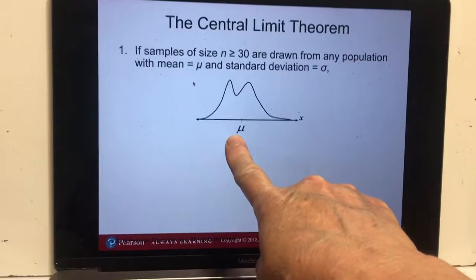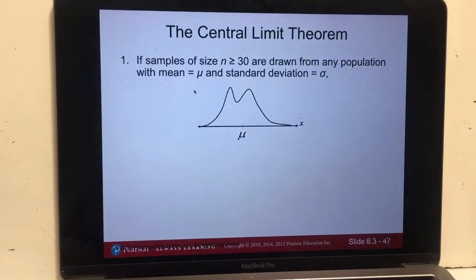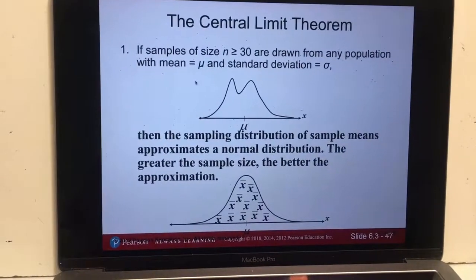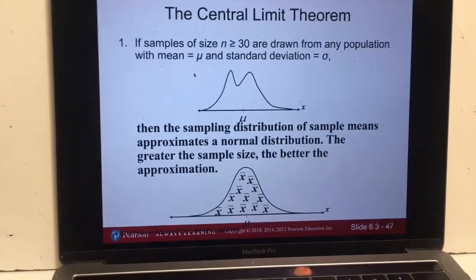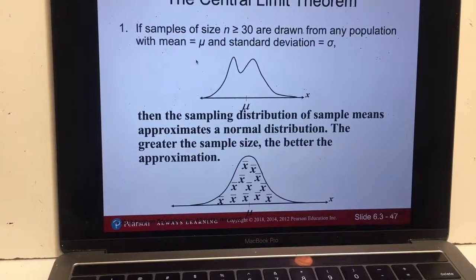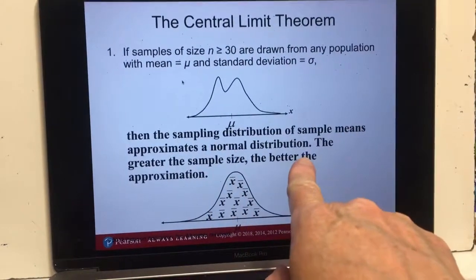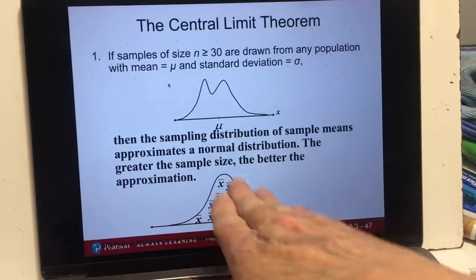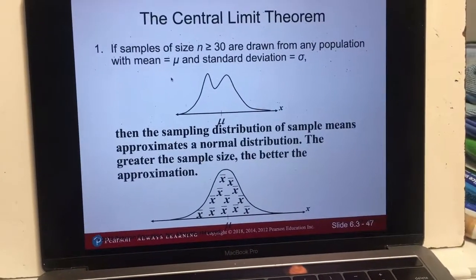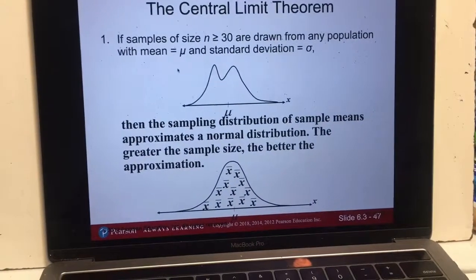We can start with a population that is not normal. If samples of size n greater than or equal to 30 are drawn from any population with a mean of mu and a standard deviation of sigma, okay, then the sampling distribution of sample means approximates a normal distribution. The greater the sample size, the better the approximation. Okay, so they're saying it doesn't matter what the original population looks like. If we take a sampling distribution, then the distribution of the sample means will be normal or approximating the normal, and the more samples we have, or the more we have in each sample, the greater the approximation.